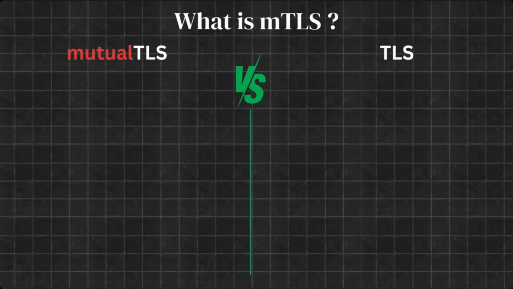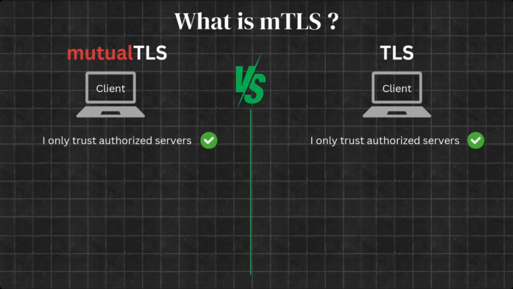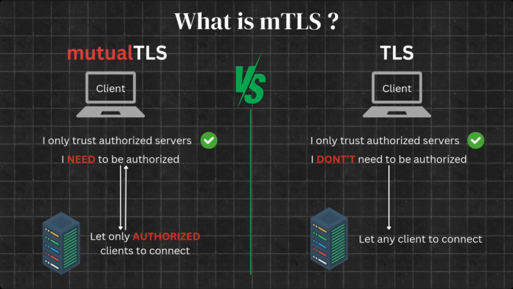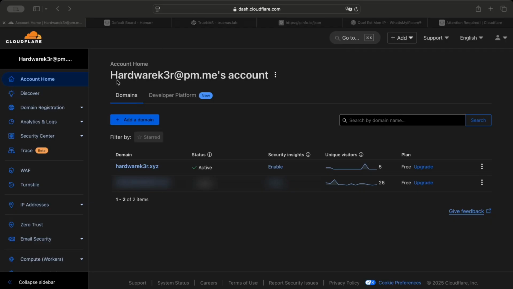It is somewhat similar to TLS, but with standard TLS, the client only checks if the server is trusted, but the server allows any client to connect as long as they follow standard HTTPS. While in mTLS, it's a two-way process. The client still checks the server, but the server also checks the client identity, ensuring that only authorized clients can access the service. So how do we set this up in Cloudflare?